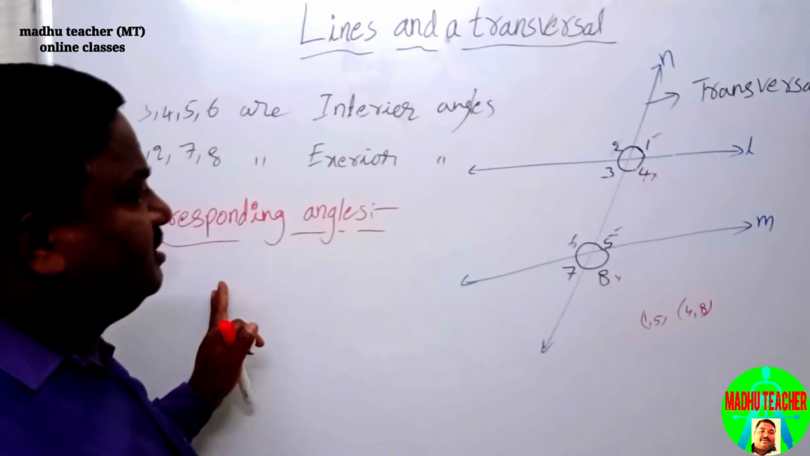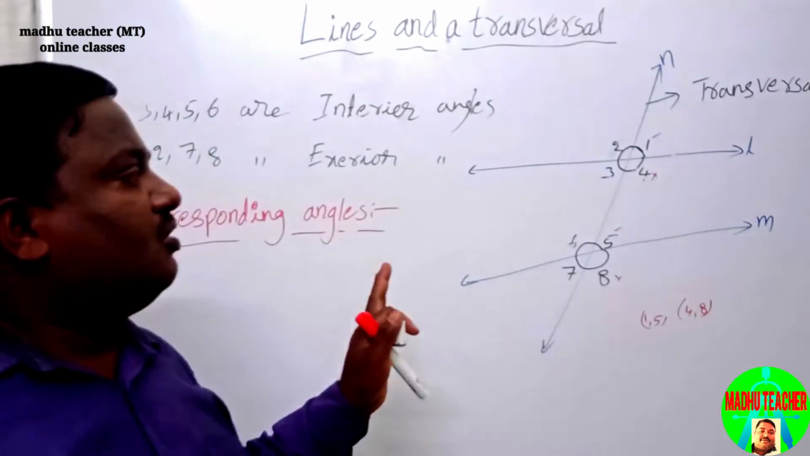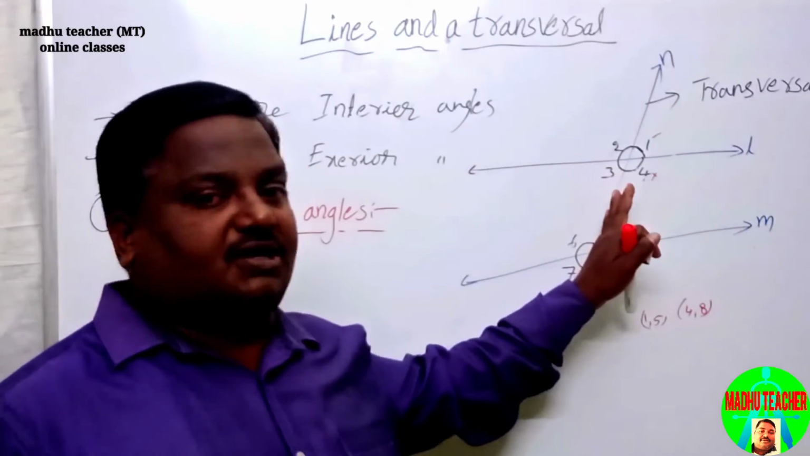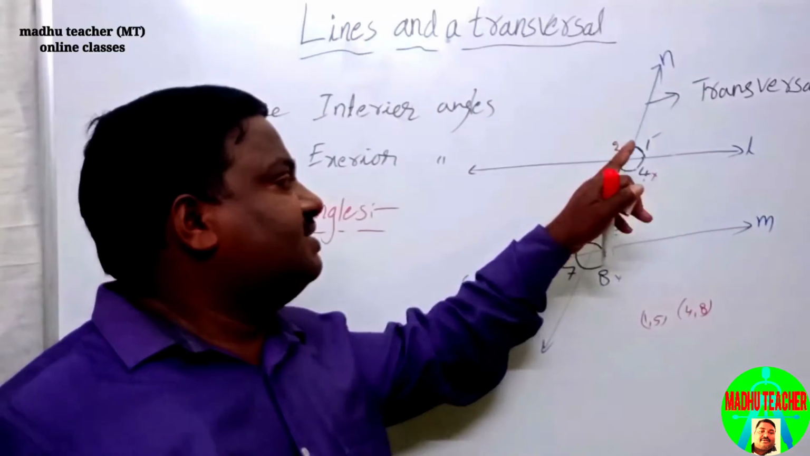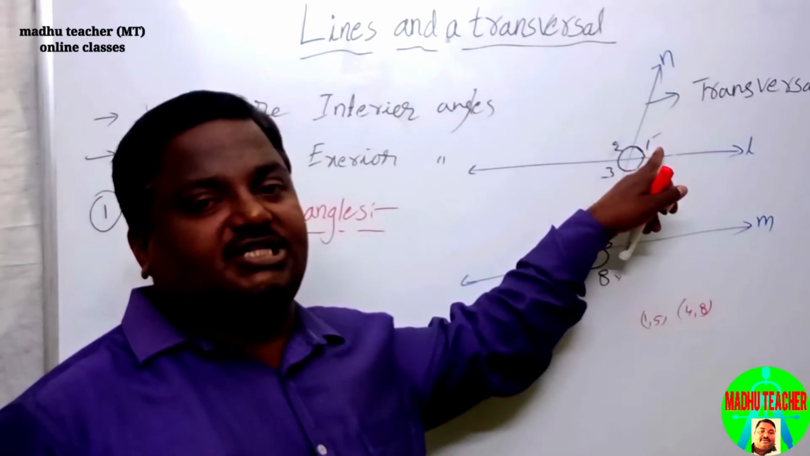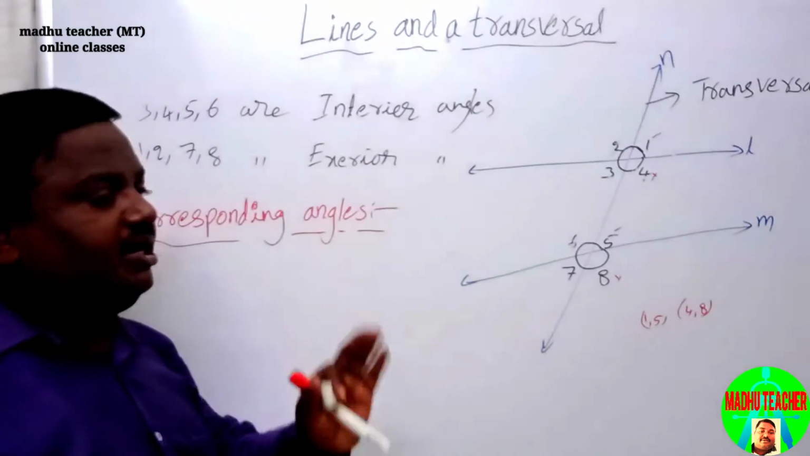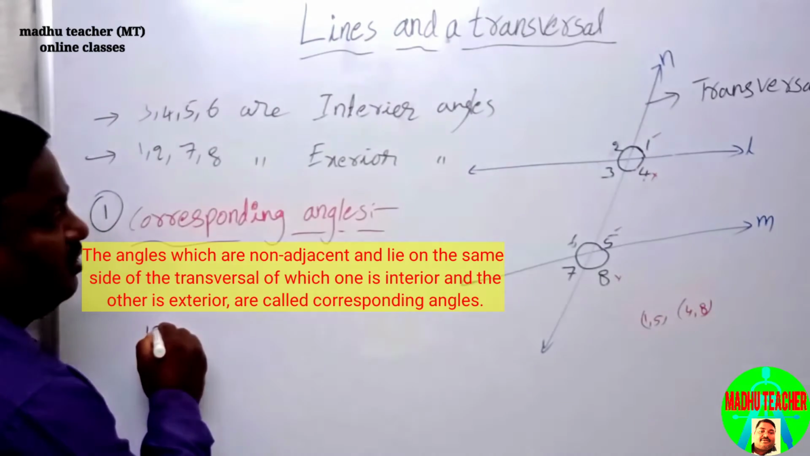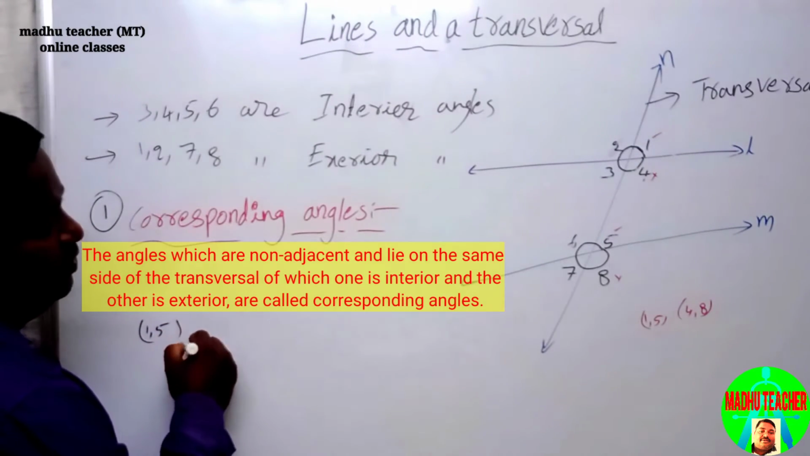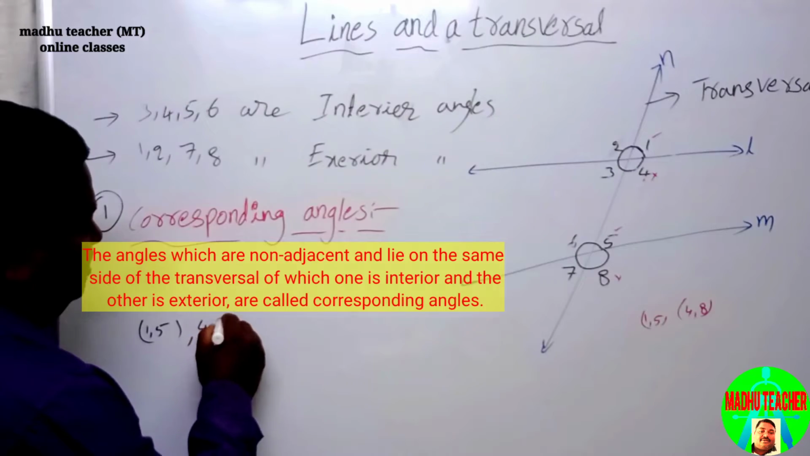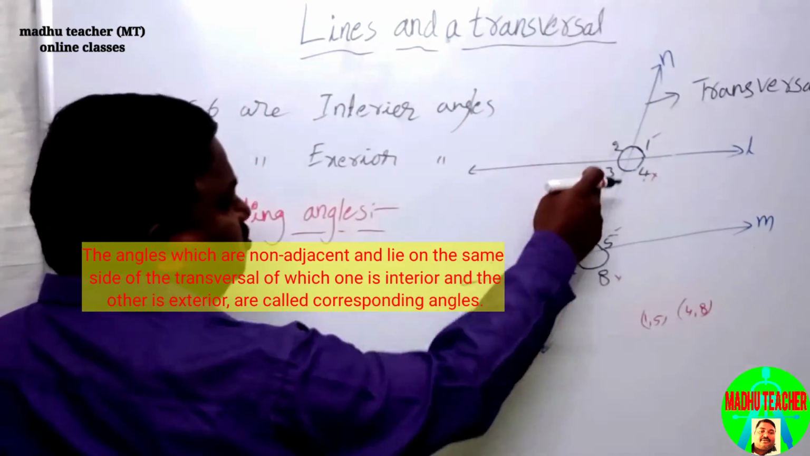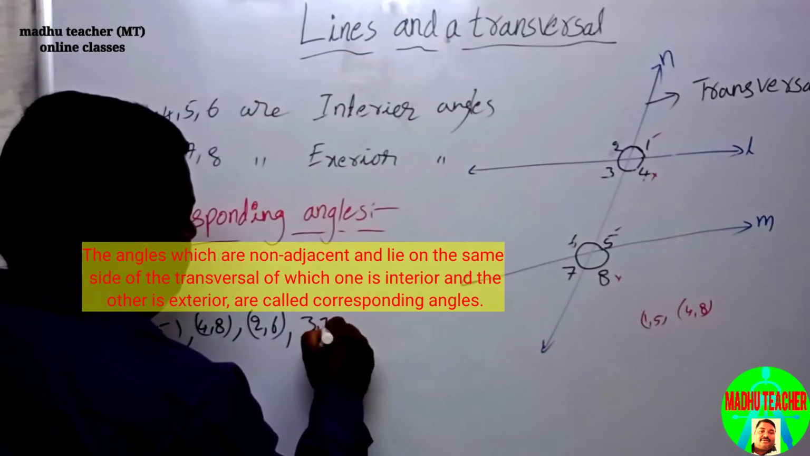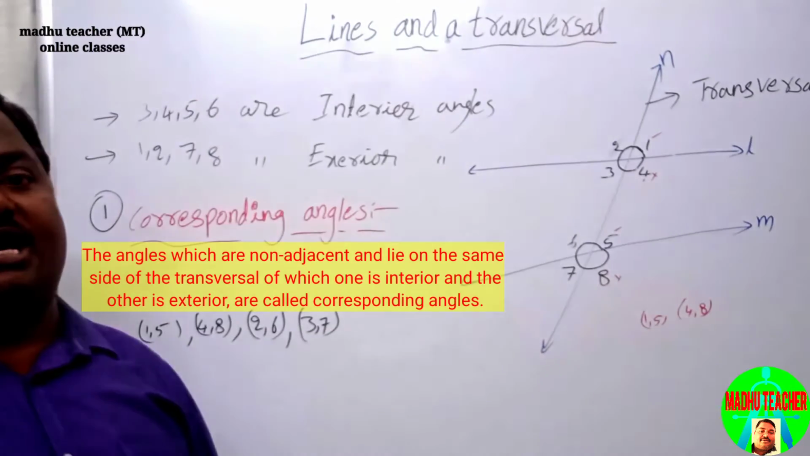What are corresponding angles? Angles which are non-adjacent, on the same side of the transversal, of which one is interior and the other is exterior, are called corresponding angles. So they are 1 and 5, 4 and 8, and here also 2, 6 and 3, 7. These 4 pairs are corresponding angles.